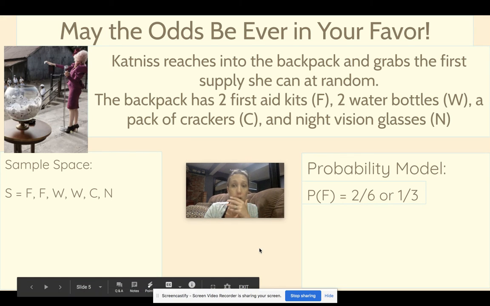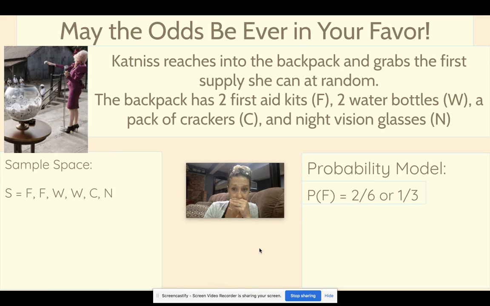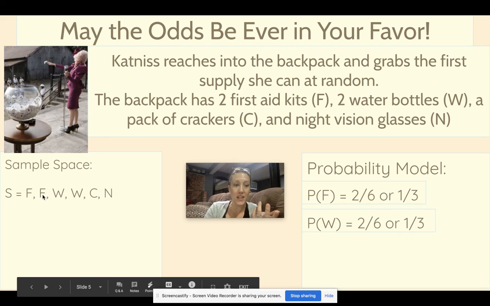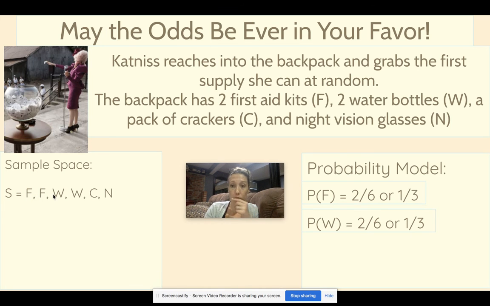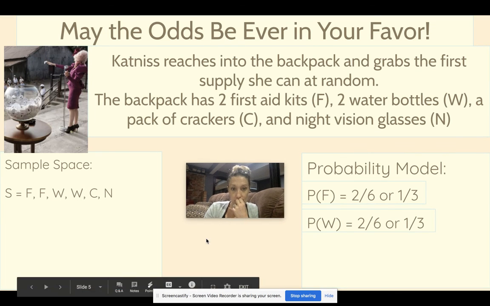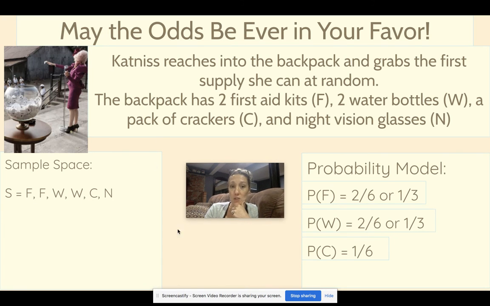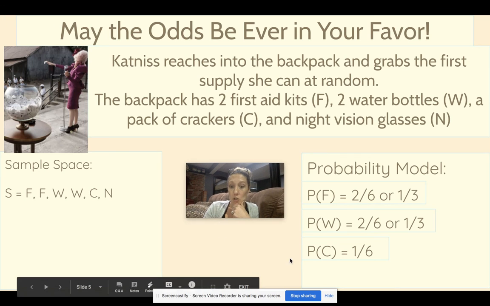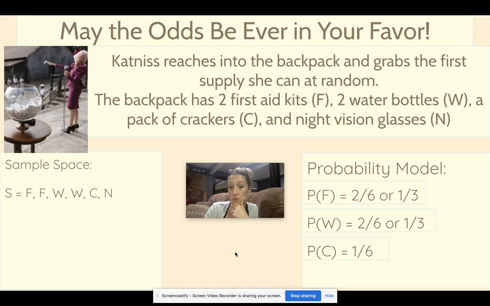What about pulling out a water bottle? 2/6 or 1/3. Same as the first aid kit, same probability, because there's 2 of each of them in there. What about a pack of crackers? Yeah, for that, a little bit different. There's only 1 C in our sample space, only 1 pack of crackers in that backpack. So that's going to give us 1/6. And night vision glasses? Yeah, it's going to be 1/6 as well.